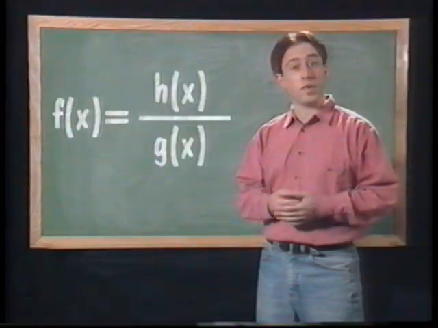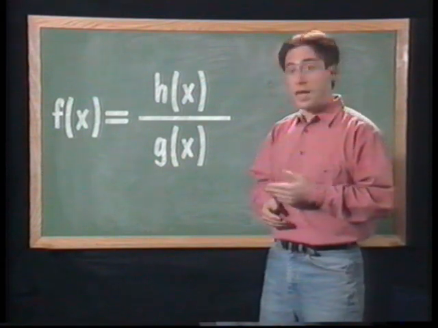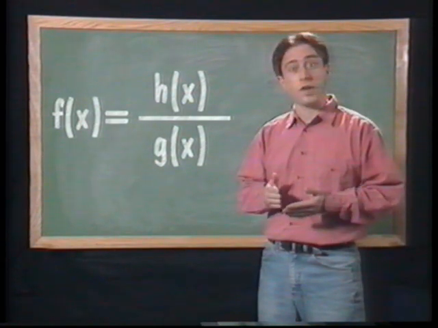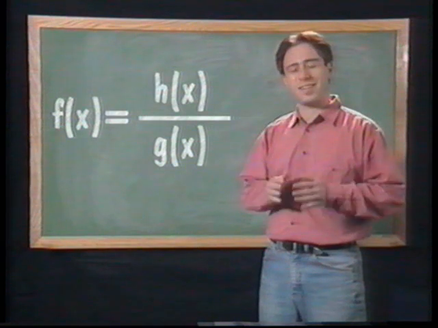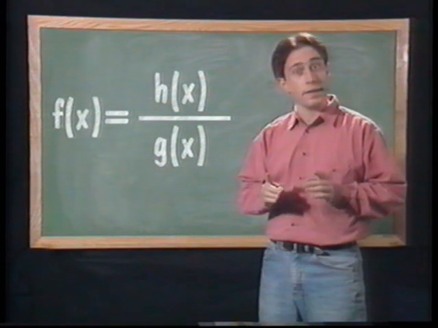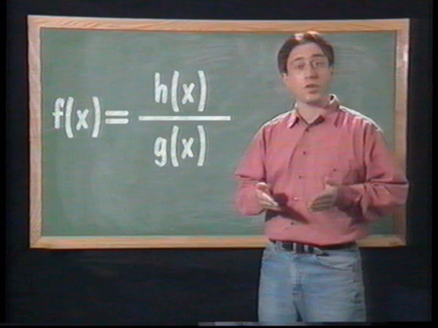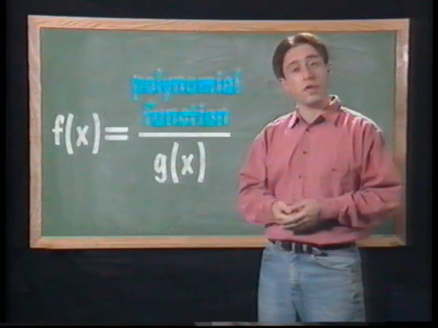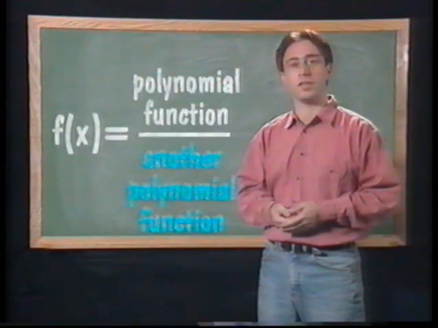The standard formula for rational functions looks like this. F of x equals h of x over g of x. It looks spooky, I know, but it's not. H of x and g of x are just basically code for a polynomial function and another polynomial function.